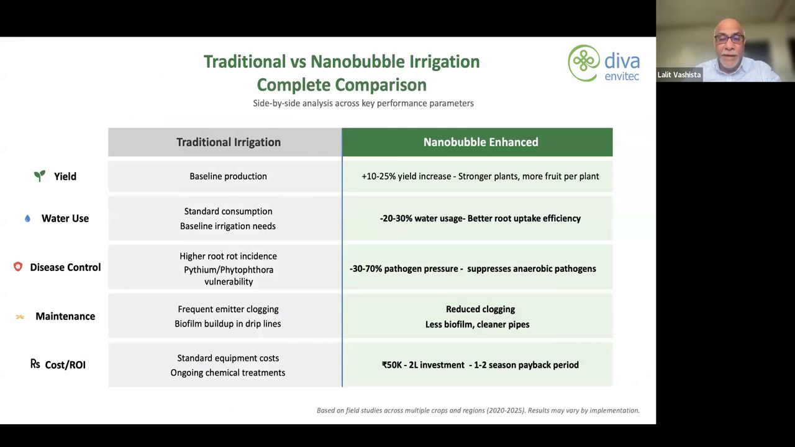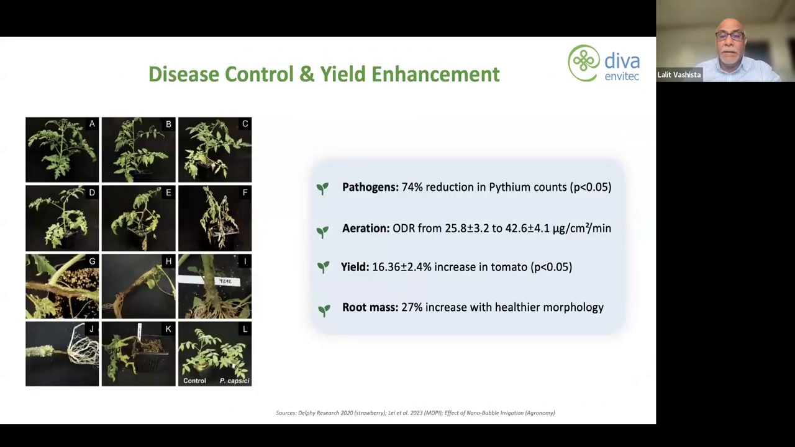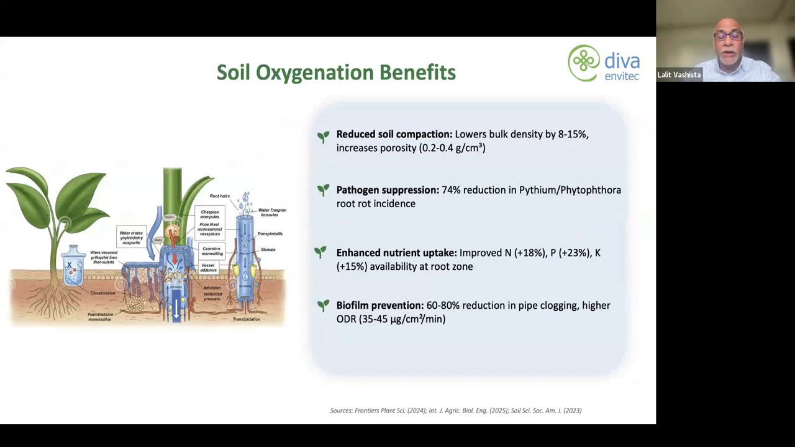So same thing we have shown again. Pathogen, aeration, yield, root mass, I've already discussed that. Reduce soil compaction. Because the nanobubble goes and has cavitation effect, the compaction of the soil is reduced. So more airy it becomes and more breathing the soil becomes.